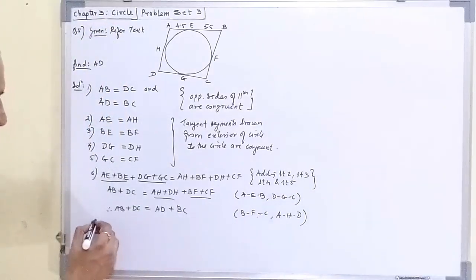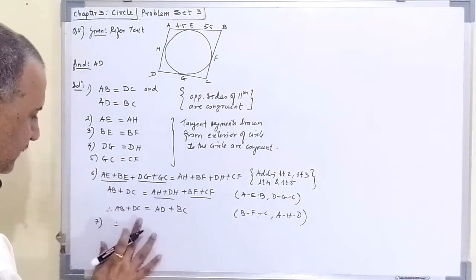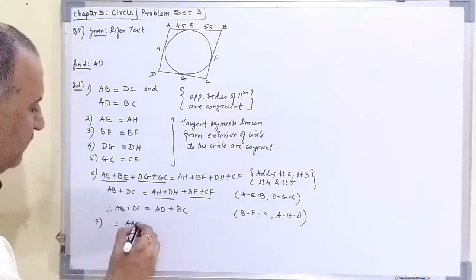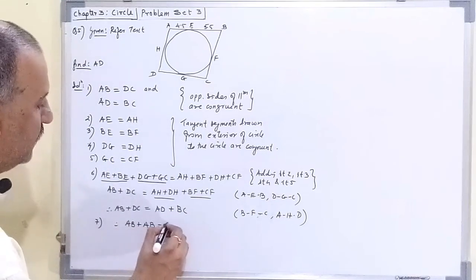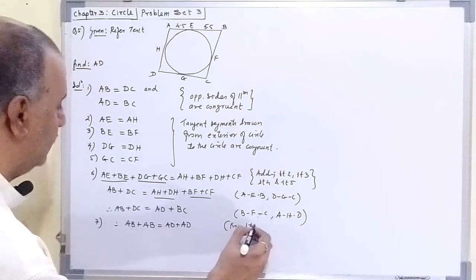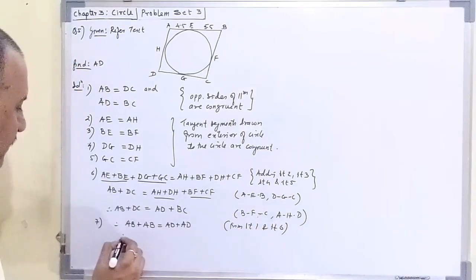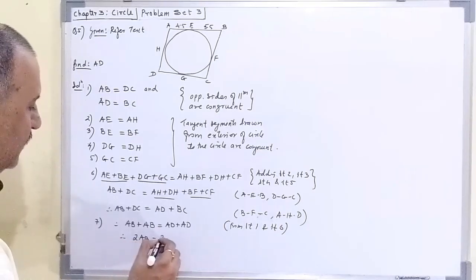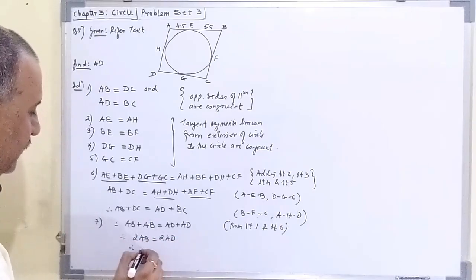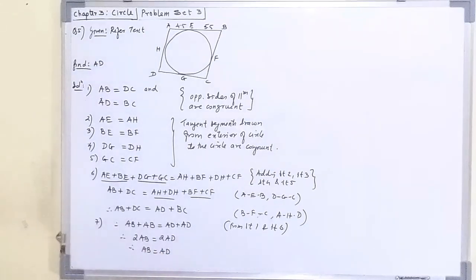Okay, now statement number 7 देखो. AB and DC are equal so we can say 2 times AB. एक स्टेप और लिखते हैं, समझ देखो: AB plus AB is equal to AD plus AD. From statement number 1 and statement number 6. Therefore 2 times AB equal to 2 times AD. Therefore AB equal to AD. Statement number 8.